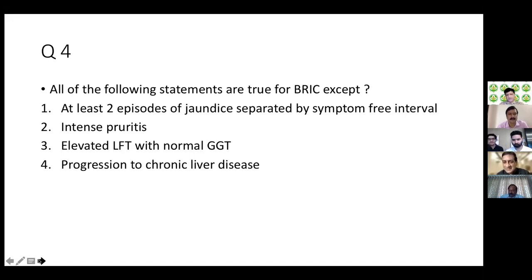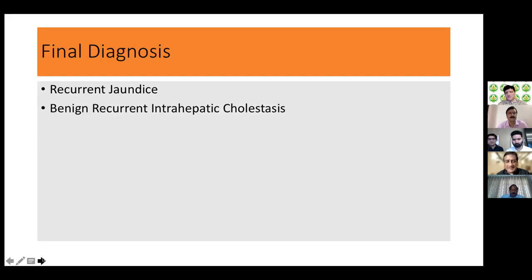Ajay, can you just, for everybody to really understand, tell us: the final diagnosis is BRIC in this patient? Yes, the final diagnosis is BRIC because he has 2 distinct episodes. These are the criteria which are required. Number 1, a free interval where he was free of jaundice. Secondly, there was pruritus, so cholestatic jaundice, high alkaline phosphatase, normal gamma GT, and normal histology. So that makes the case for BRIC here.